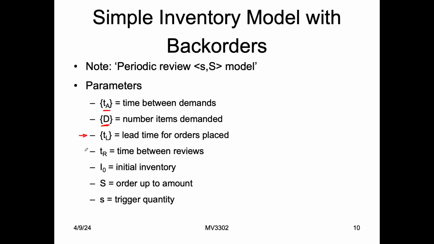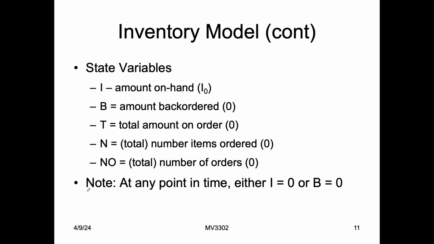And then for this model, there is the time between reviews. Now this is something more like a decision variable we can manipulate. Now we want to know how much we have on hand initially, so we'll make that a parameter. And then these two values, our order-up-to amount and our trigger quantity, are also parameters in the model, but like the time between reviews, those are also decision variables. Those are things that we could typically run the model with different values to see which one gives us the best metric.